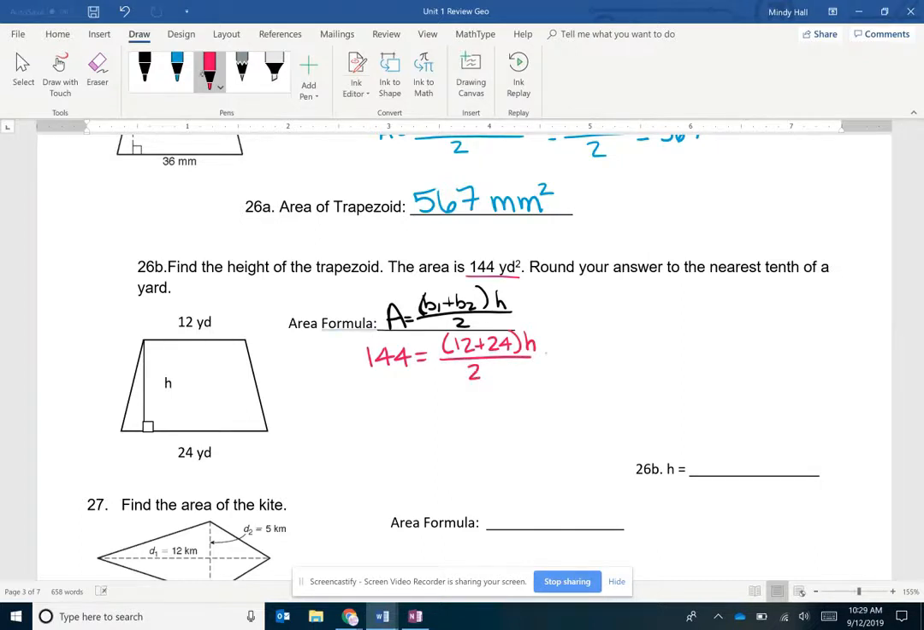So to solve this, I would multiply by 2, and actually I'll change the color. When I multiply by 2, it just cancels out that divided by 2. So then 144 times 2 is 288. And 12 plus 24, you can also do, that's 36. So this is 36H. So then I'm going to divide by 36 to get that my height is 8. So that is 8 yards. Okay?